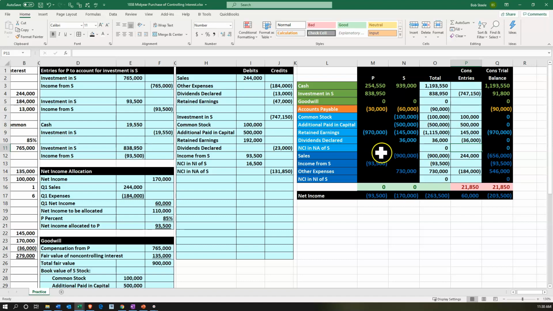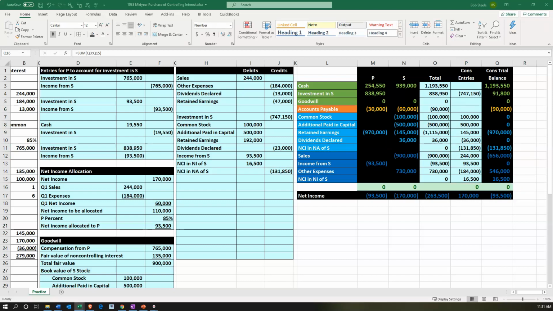Then we got the income from S. So income from S down below is going to be the 93.5. That goes to 0, as we would expect to happen by the end of the problem. And then we have the non-controlling interest in the net income being recorded. And then finally, the non-controlling interest in the net assets, which is going to be the 131,850. That then, of course, puts us back in balance.